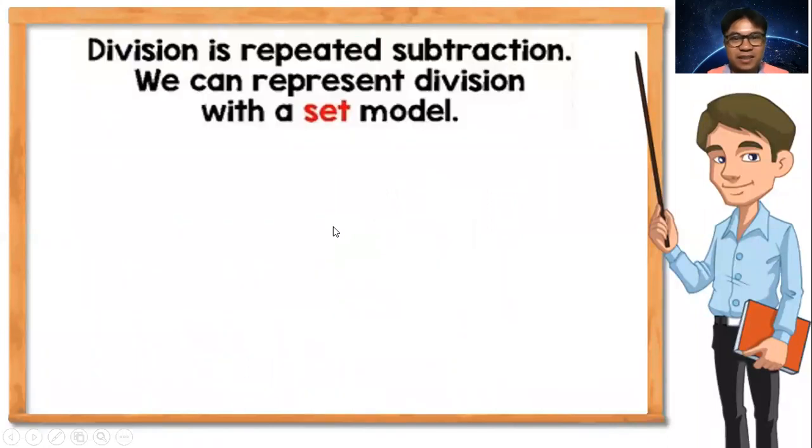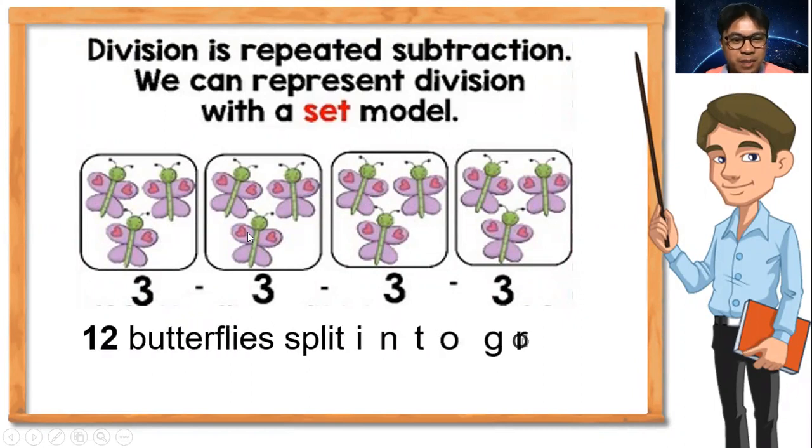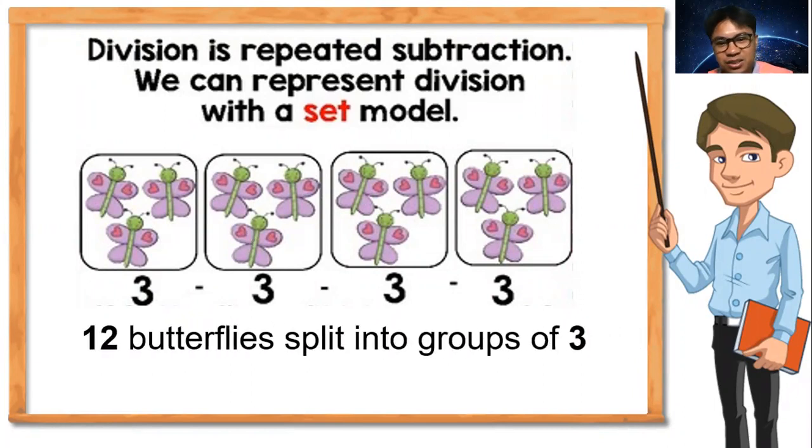So yeah, division is repeated subtraction. We can represent division with a set model. So look at here, another example, another model. 12 butterflies split into groups of 3. So how many groups now?